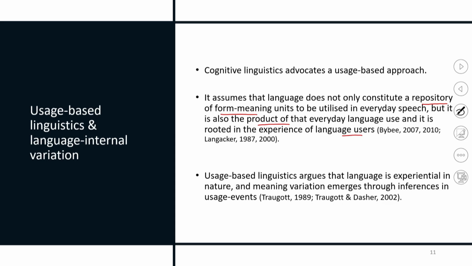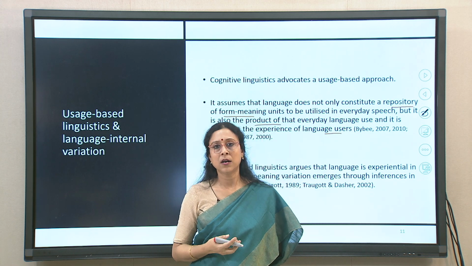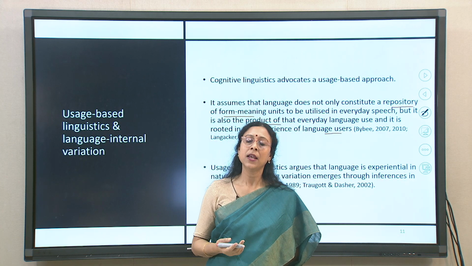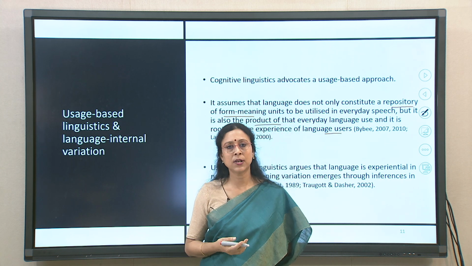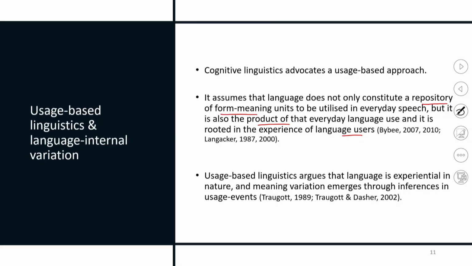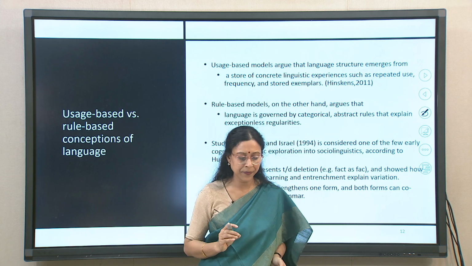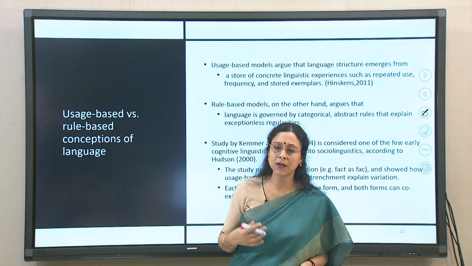Embodied meaning primarily means the experienced domain, experience based cognition. So, depending on what you have gone through, what kind of experiences you have, you may add new meaning, or different groups within the society might add newer shades of meaning to a language variation, and so on and so forth. So, usage based perspective has also been underlined recently. This argues that language is experiential in nature and meaning variation emerges through inferences in usage events.